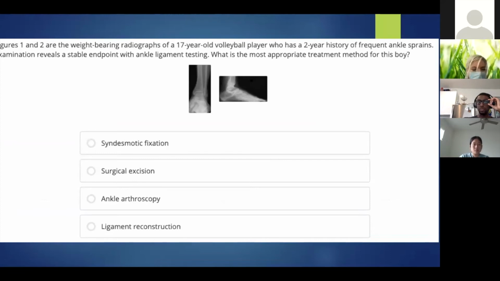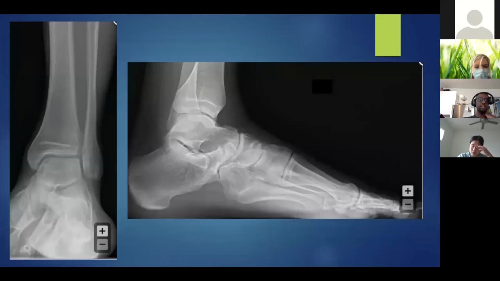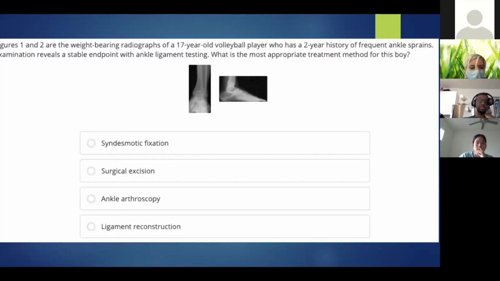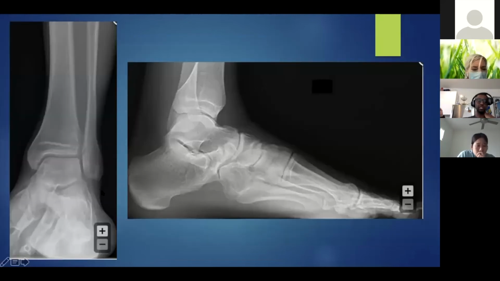So figures 1 and 2 are the weight-bearing radiographs of a 17-year-old volleyball player who has a 2-year history of frequent ankle sprains. Exam reveals a stable endpoint with ankle ligament testing. What is the most appropriate treatment method for this boy? And we have the 2 radiographs. So it looks like mortise and lateral views. So you want to see that again? Yeah, if you don't mind, thank you.